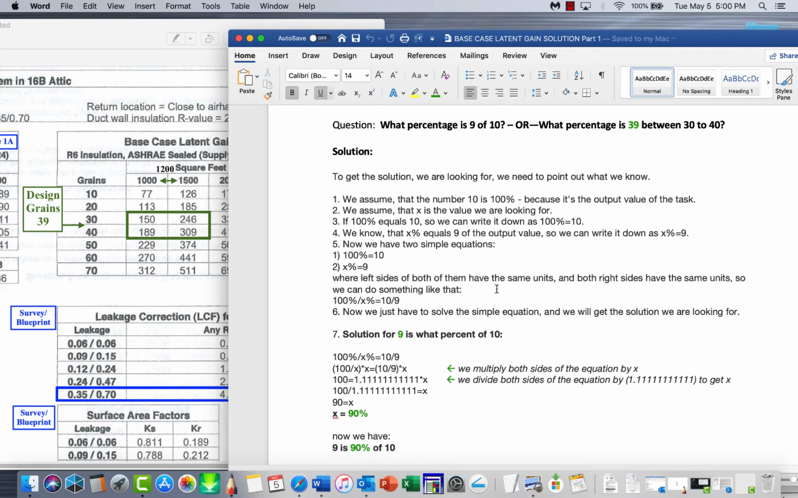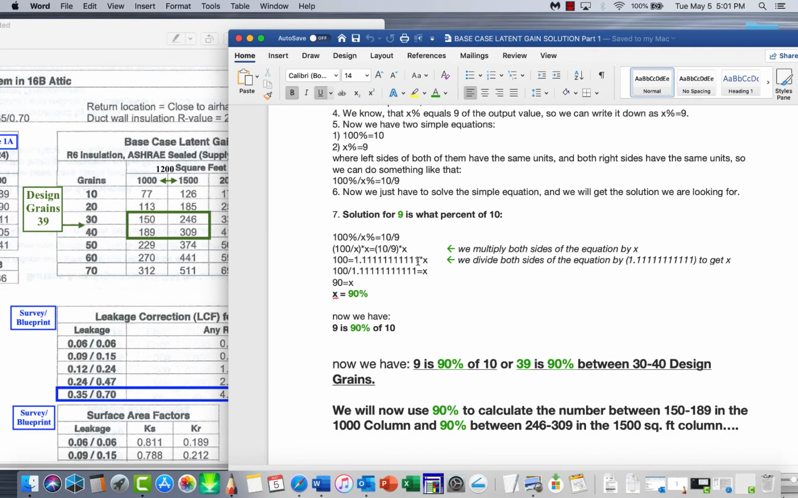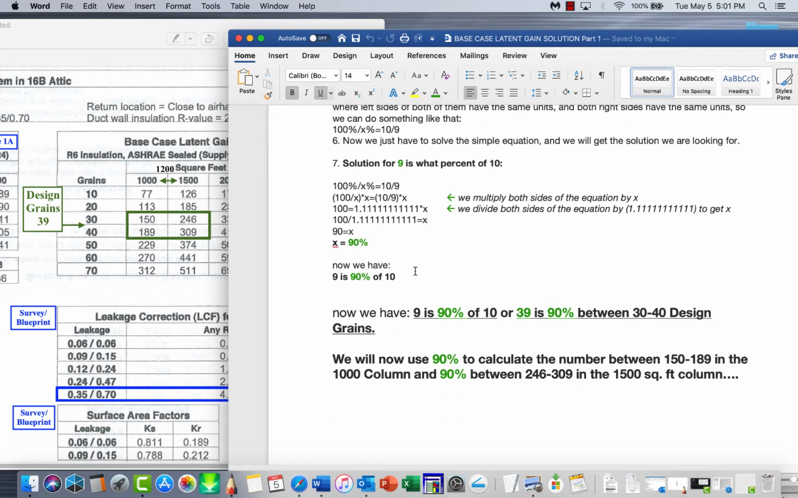This is the mathematical solution to solve this. Basically, you're going to do the same as you've always done. We're going to set up a proportion: 100% over X percent equals 10 over 9. Then just do the math, and it ends up with X equals 90%. So basically, this design grains 39 is 90% of the way in between these two. So we're going to find what's 90% in between these two and 90% in between these two next.